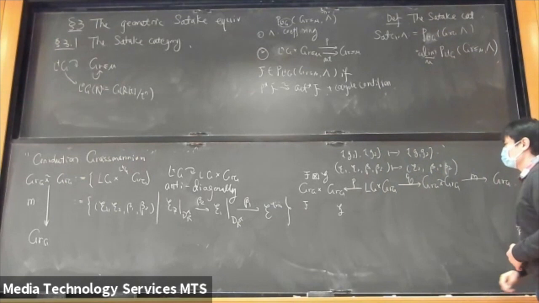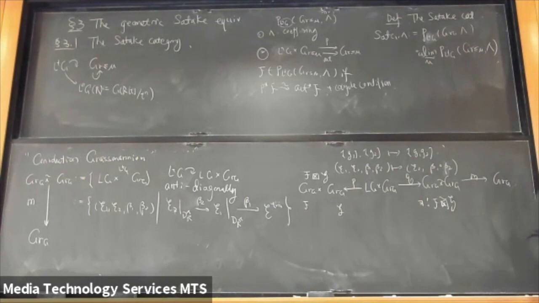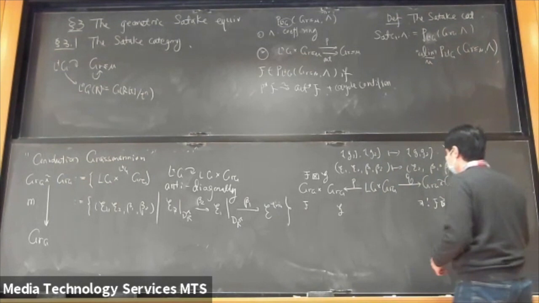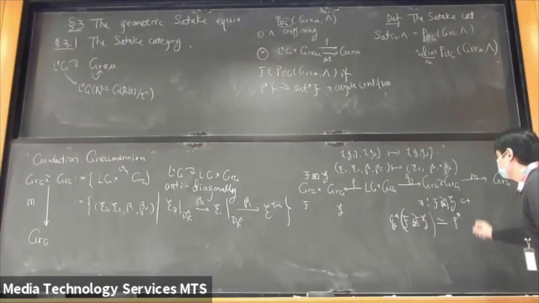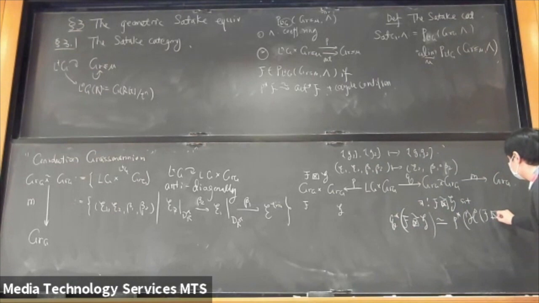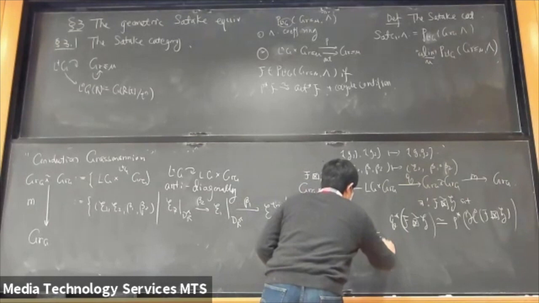So now I claim there exists a unique sheaf, which I denote by F tilde boxtimes G, which is an L^+G-squared equivariant perverse sheaf on the convolution Grassmannian, such that the pullback of this sheaf along q is isomorphic to the pullback of zero's perverse cohomology of F boxtimes G. And then the convolution of F and G is defined to be the derived pushforward of this F tilde boxtimes G.